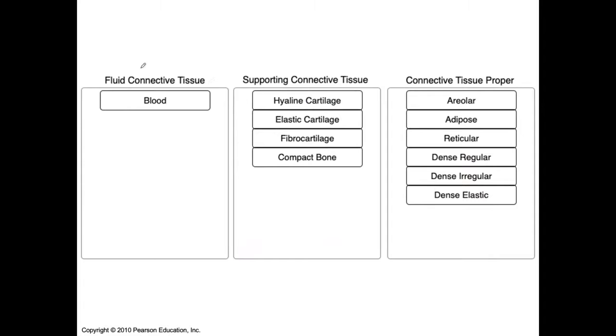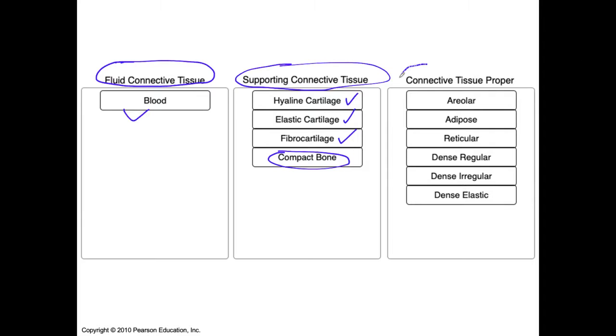So here's a drag and drop. They're giving you the fluid connective tissue. You drag and drop blood there. Supporting connective tissue, well, that's compact bone, and then cartilage. The three types of cartilage are fibro, elastic, and hyaline. Then we had connective tissue proper. That was loose, and those three are dense.